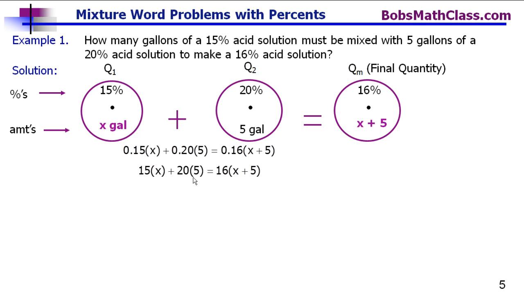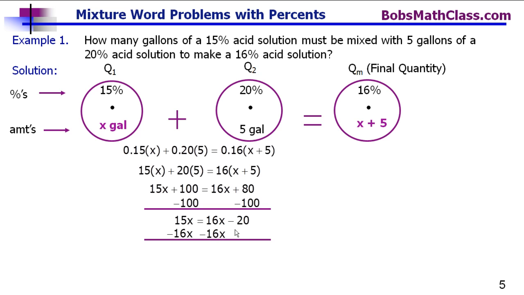Okay, so now multiply the 20 times 5 and distribute the 16. Okay. Move the 16x over to get x on one side. I blew that. I move the 100 over first, and then the 16. It could have been done in either order. So we get negative 1x equals negative 20, and then divide by negative 1 on both sides. X equals 20.